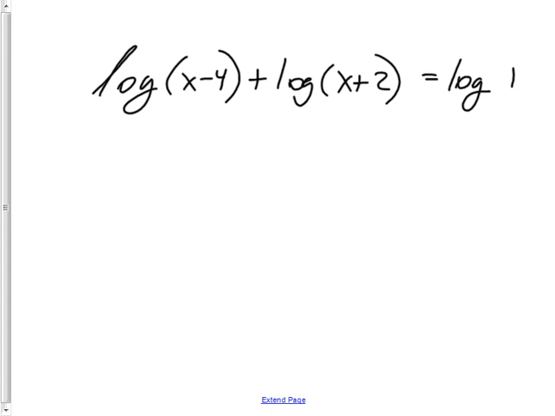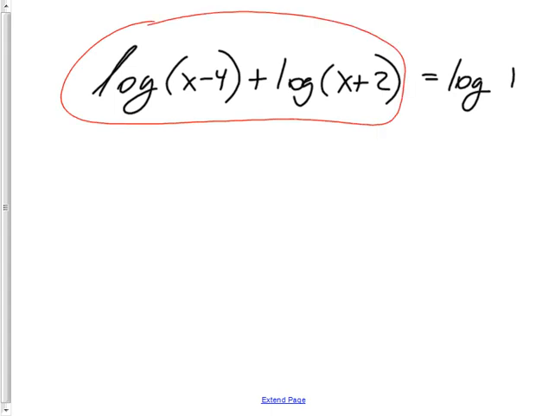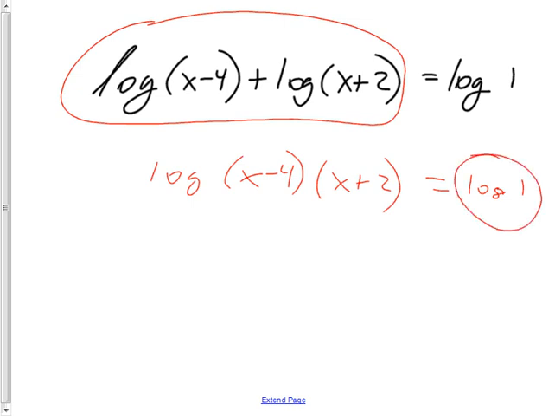All right, here's how you do this one. Do you get that those two can go together? So they make log of x minus 4 times x plus 2. And on the other side, I have log 1. Well, what's log 1 equal to? You won the argument. Remember that one? It's equal to 0. Okay?